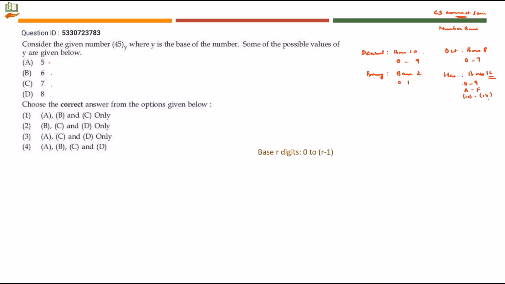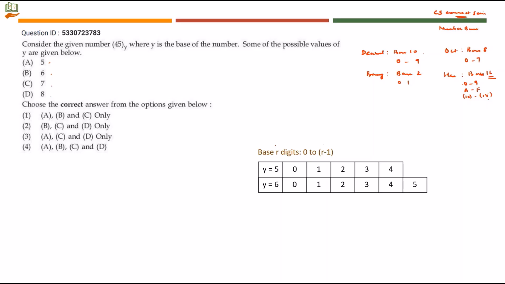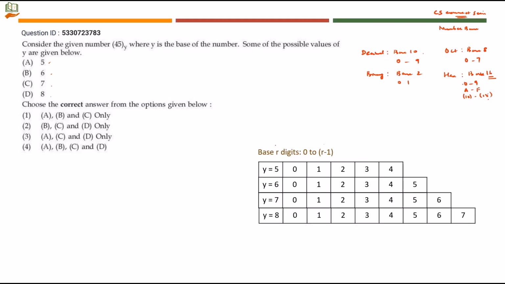So let's take the base r digits that range from 0 to r minus 1. So if it is base 10, we end up with 9. If it is base 8, we end up with 7. Let's take base 5. It means it should be from 0 to 4. When it is base 6, it will be from 0 to 5. When it is base 7, it is from 0 to 6. When it is base 8, it is from 0 to 7.